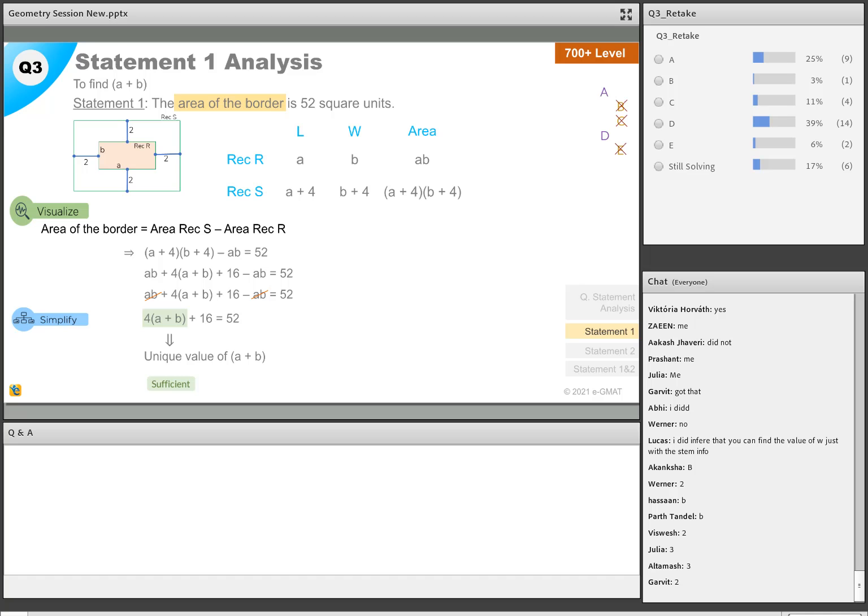Let's now move ahead to the second statement, but before that, till this part, is it clear to all of you? The analysis till this part, is that clear to all of you? Okay, that is very good.